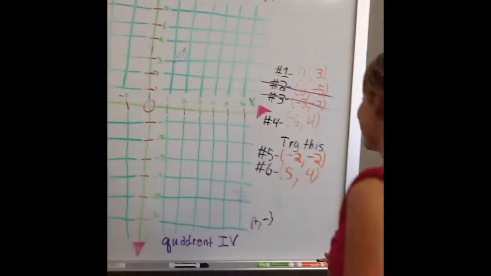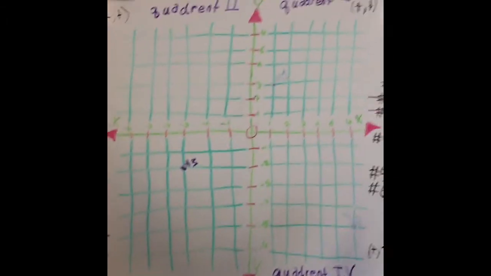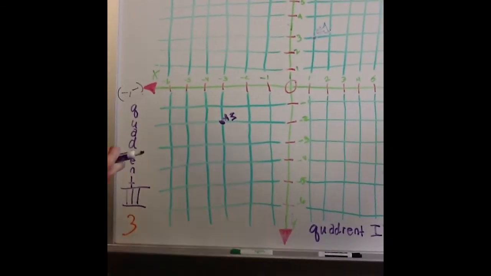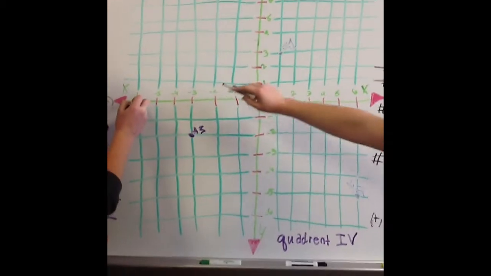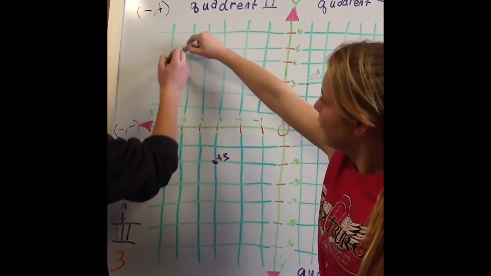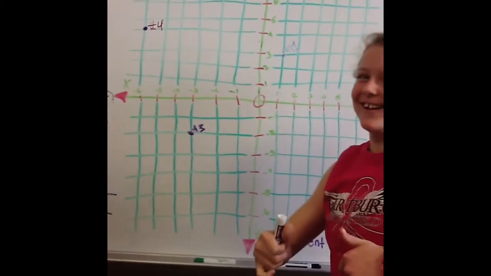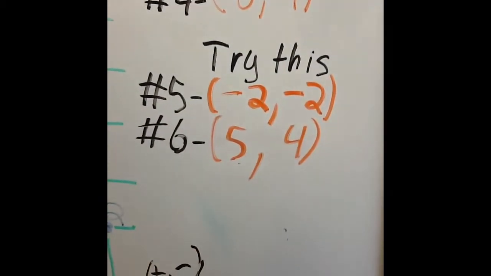Makes sense? Good. Now we're going to go to the negative 6 and then positive 4. So that's going to be in quadrant 2. Okay. So you go over negative 6 and you're going to go up 4, to the positive 4. Makes sense? Good. Now do 5 and 6 on your own, and then we can correct them later.